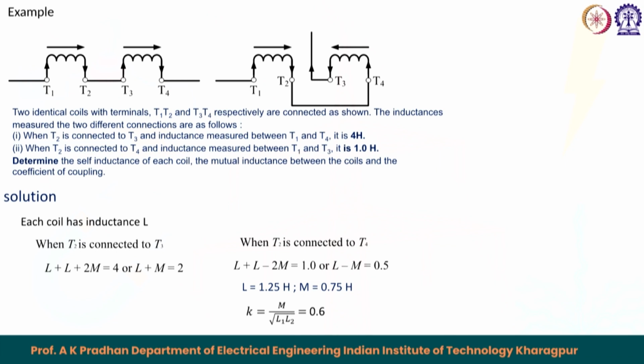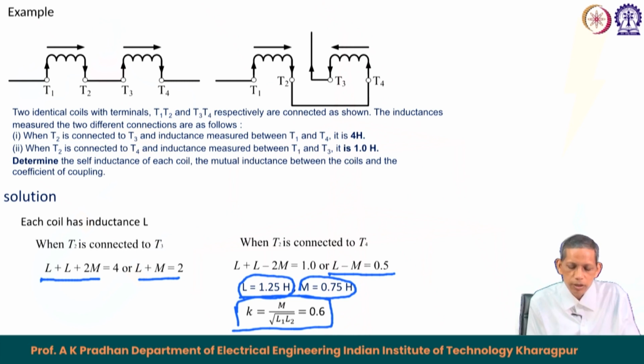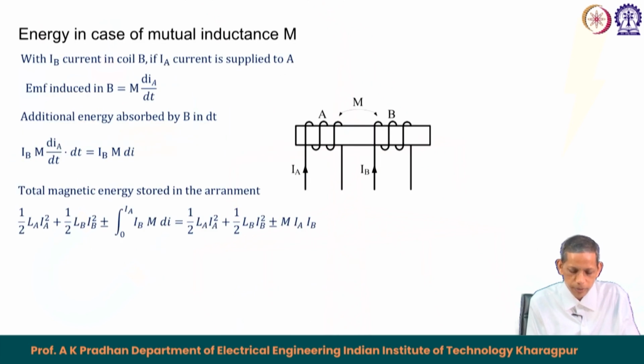So, we see here, as I said, L1 L plus 2M equals 4, L plus M equals 2 and then L minus M equals 0.5. So, L comes out to be 1.25 Henry, M comes out to be 0.75 Henry, and k equals M over root of L1 L2 comes out to be 0.6. So, a coefficient of coupling of 0.6 means it is 60% coupling between coil 1 and 2 in these two arrangements. So, the two coils are coupled in that environment.